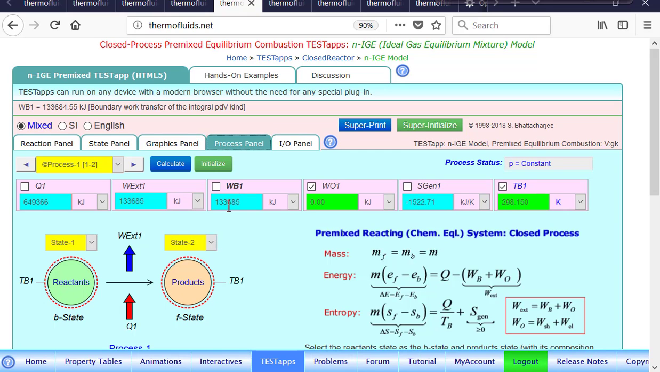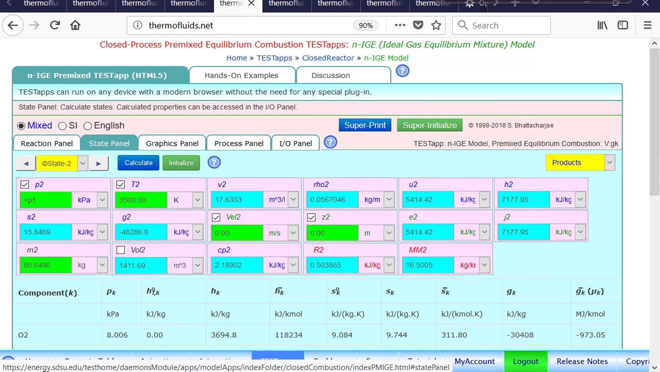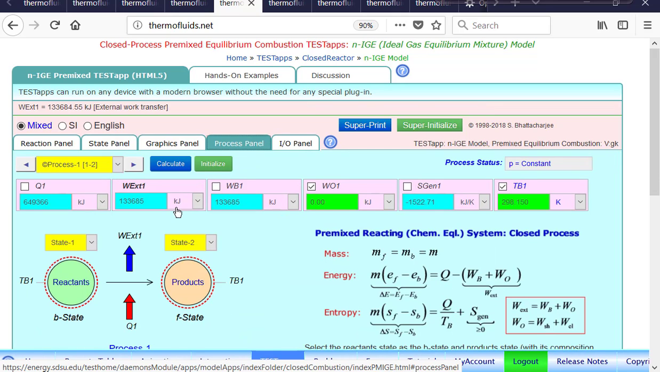If it's a constant volume process, the WB will be automatically calculated to be 0. So in other words, for an equilibrium reaction, you have to know the pressure and temperature for the calculation to proceed. And in many problems where you do not know one of the desired answers, say the temperature or the pressure, you have to keep guessing until the energy equation is satisfied in the process panel. Whatever the condition is given to you is satisfied here.